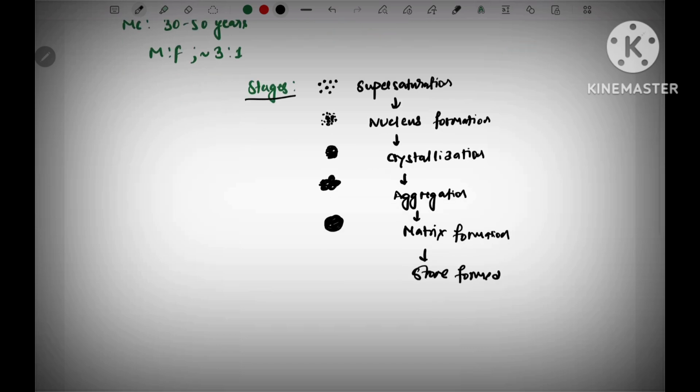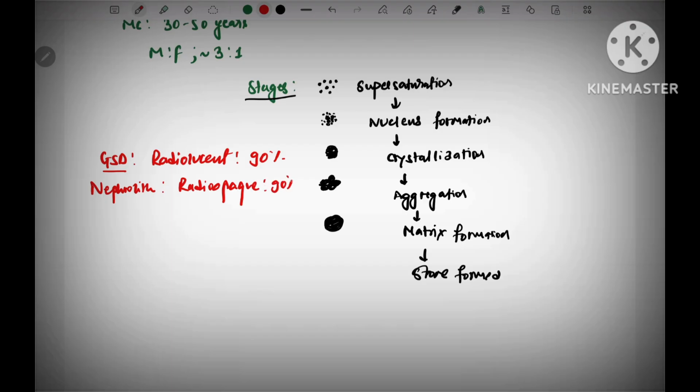Now we have to know that in gallstone disease, most of the stones are radiolucent, about 90%. But in nephrolithiasis, 90% of the stones are radiopaque. We have to know this difference between gallstone disease and nephrolithiasis.